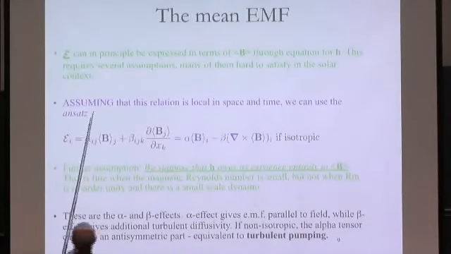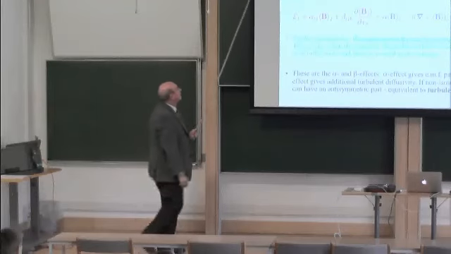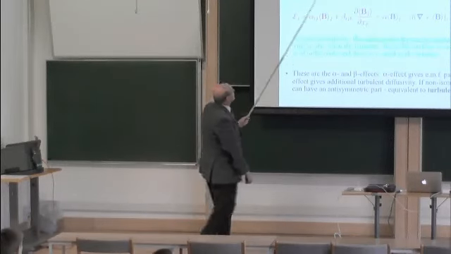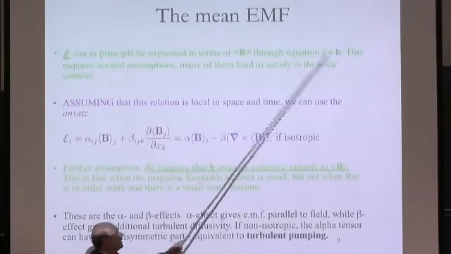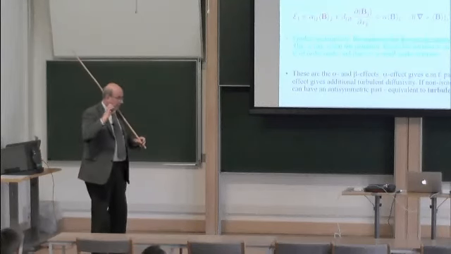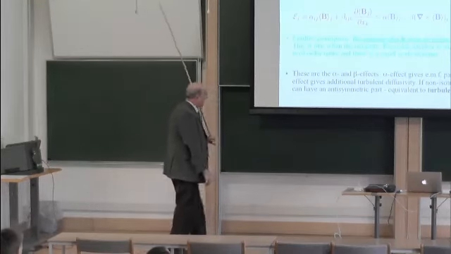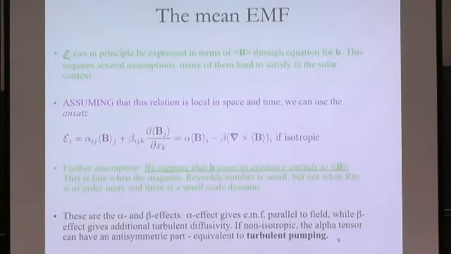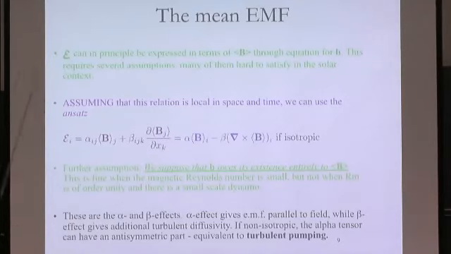So what about the mean EMF? Well, in principle, and now you have to pay attention, all right? Find the deliberate mistake. In principle, it can be expressed in terms of B through the equation for little b. It's plain that because the equation for little b is linear, with a forcing term which is proportional to the derivatives of the average of B, then clearly little b is a linear functional of the average of B. And there are several assumptions involved in that statement, but we'll come to those in a minute.